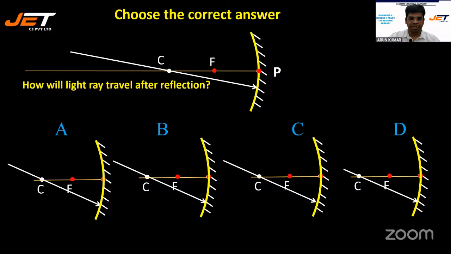Students, how will the light ray travel after reflection? How will the light ray travel after reflection? Does it travel like this, like A, like B, like C, or like D? Be careful, students. Take time, but give me one answer. Short answer.